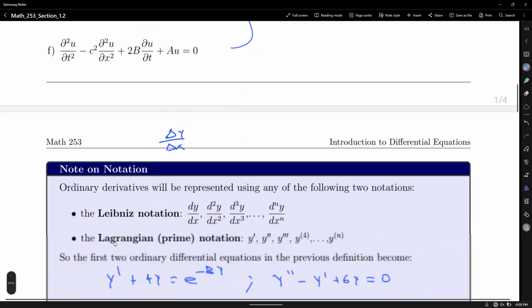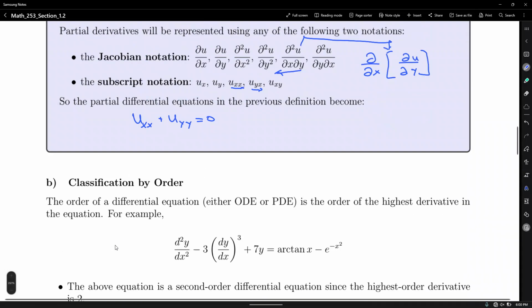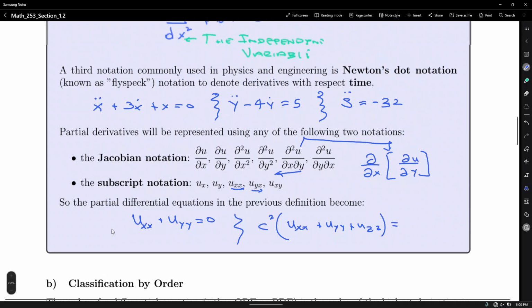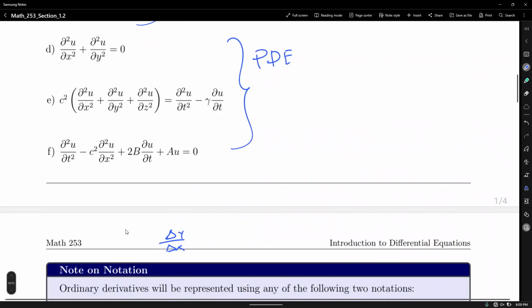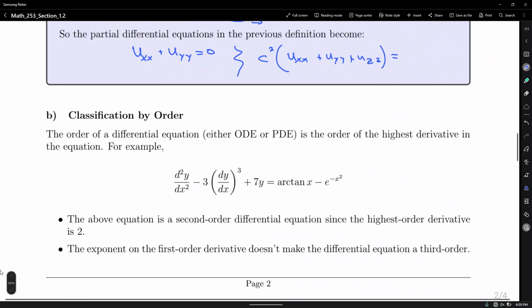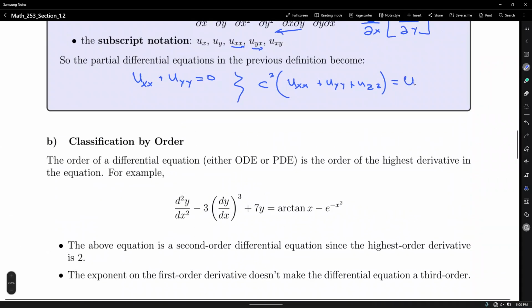The other equation would be c squared times u double with respect to x plus u double with respect to y plus u double with respect to z equals what do we have on the right hand side? The time term minus gamma. Yeah, so that is u twice with respect to t, minus gamma u with respect to t.